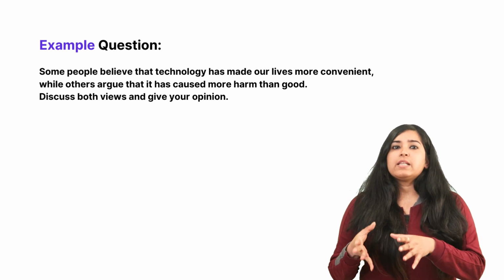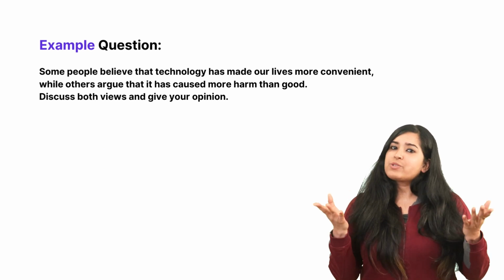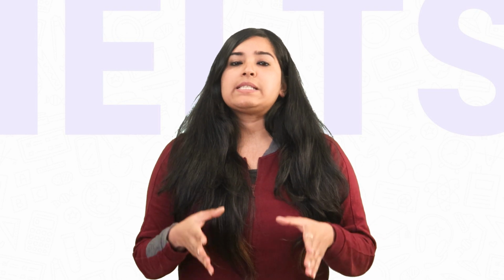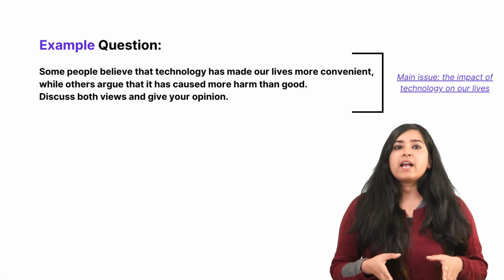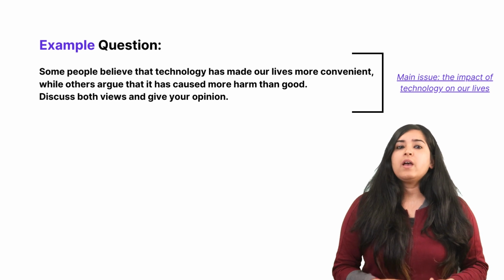Keeping this in mind, let's break it down and learn how to go about this question type. The first step is to analyze the question. We need to identify the main issue, the two opposing views, and any specific instructions. This analysis is crucial as it will guide our response. Here, the main issue is the impact of technology on our lives.